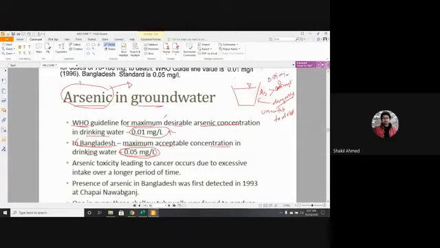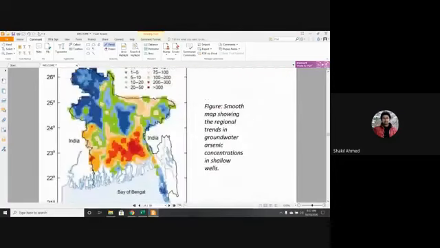So now look at this graph figure. It shows the regional trends in groundwater arsenic concentration in shallow wells. That means the groundwater table is not much deeper, it's shallow. This is ground, this is shallow, and this is deep.